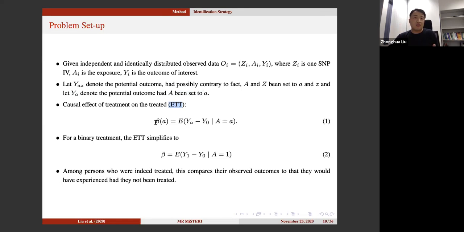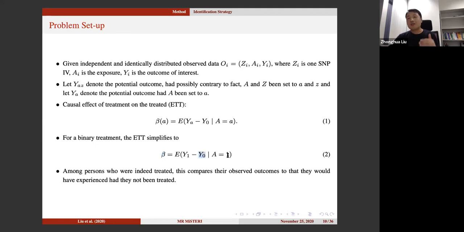This ETT is defined as beta(a), which is the conditional expectation of Y_a minus Y_0 among those with A equal to a. Let's make it simple and consider a binary treatment. So the ETT will be like this: beta is the expectation of Y_1 minus Y_0 among treated people. What does this mean? This means among persons who were actually treated, this causal contrast compares their observed outcomes to those they would have experienced had they not been treated.